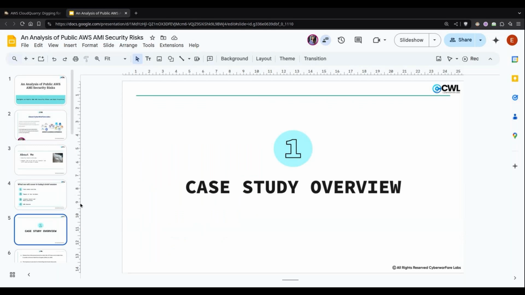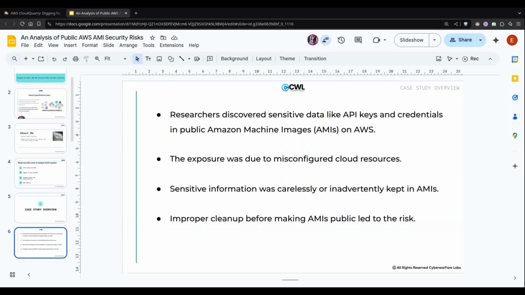Case study overview. The research is based on AWS. As you may know, you must have heard of AWS, Amazon Web Services, and in that, a couple of researchers were able to find images, AMIs. We're going to be covering AMIs. If you're not familiar with an AMI, it's basically a pre-configured virtual machine that you can spin up anytime you want, and then resume your work on that. They are more like virtual machines provided by Amazon. Amazon Machine Images, AMIs.